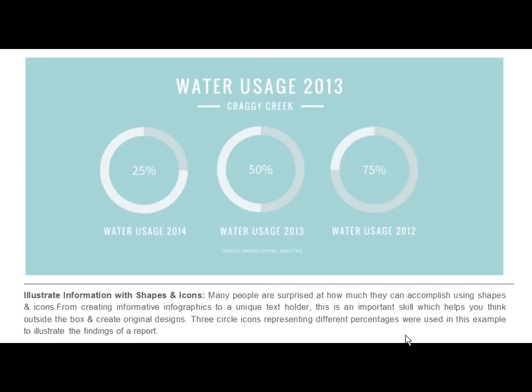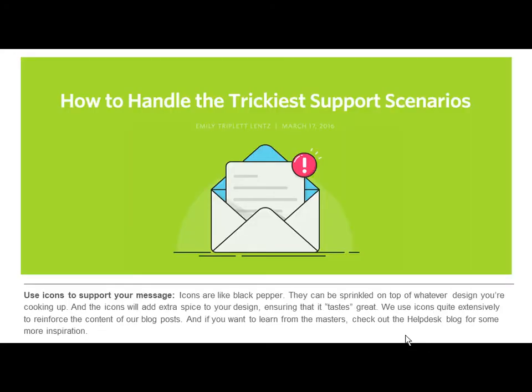Icons are also nice to use when you want to illustrate specific details or statistics. So yeah, they've used the circle icons to separate and kind of get your eye to focus on these statistics. So use icons with your text. There again, icon to illustrate email support.